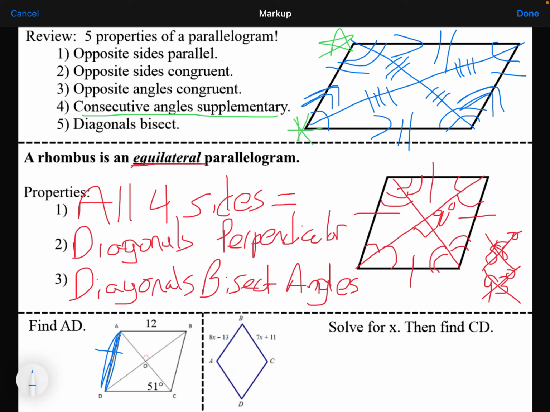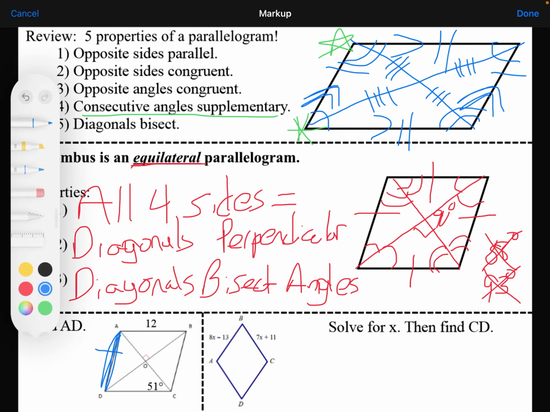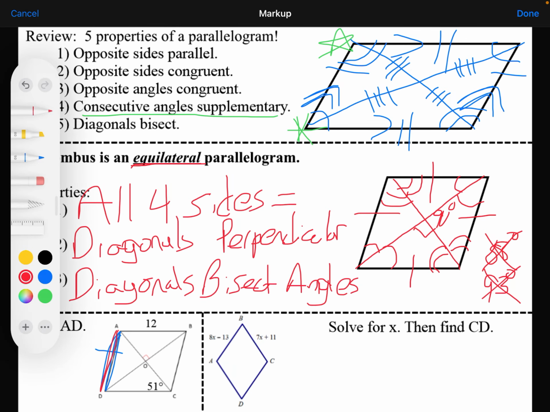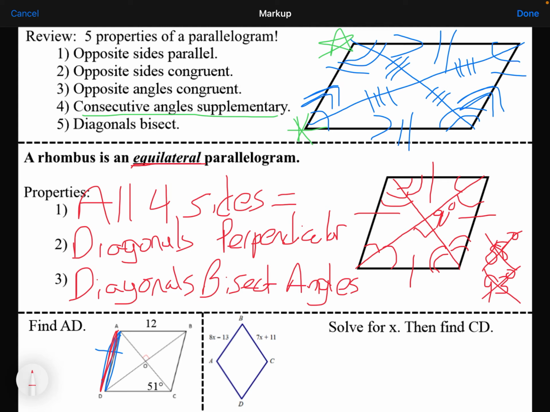Hopefully you got it right. All the sides are congruent. That was the key thing just a moment ago. This side on the left is congruent to the right and to the bottom, and most importantly, congruent on the top. AD is just 12. There's no math to do.